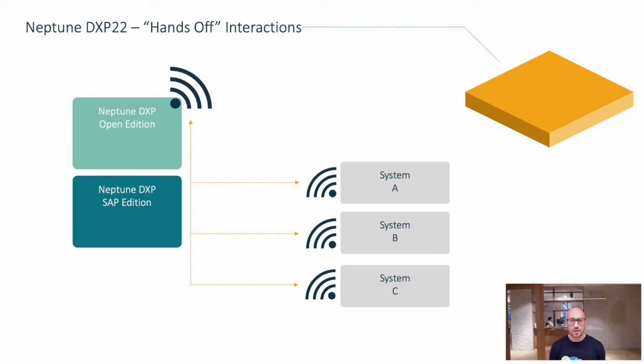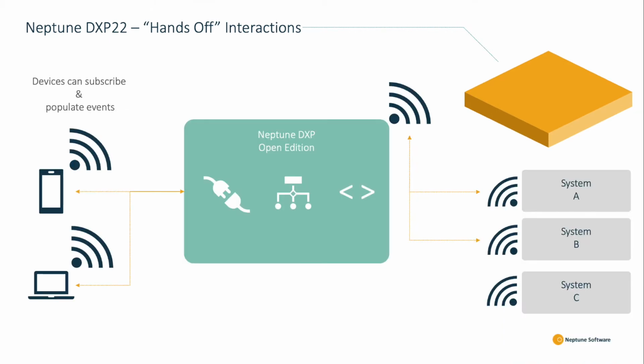This event-driven architecture or hands-off interactions is powered by the Neptune DXP through the Open Edition, where you can have, for example, system A, B, and C listening to something that happens from an action by the end user on an application on the Open Edition. This can be system A triggers an event, Neptune listens to that event, triggers a workflow, triggers a server-side script, or triggers an action to the front end for the end user that in fact can then trigger also something on system B and C, for example.